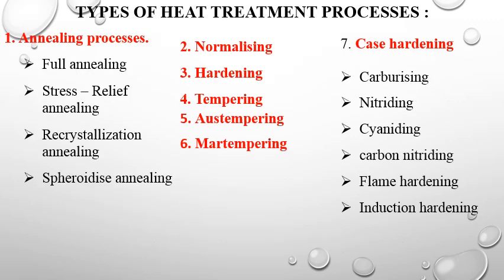The types of heat treatment process are: annealing, normalizing, hardening, tempering, martempering, and case hardening. Case hardening includes carburizing, nitriding, cyaniding, carbonitriding, flame hardening, and induction hardening.